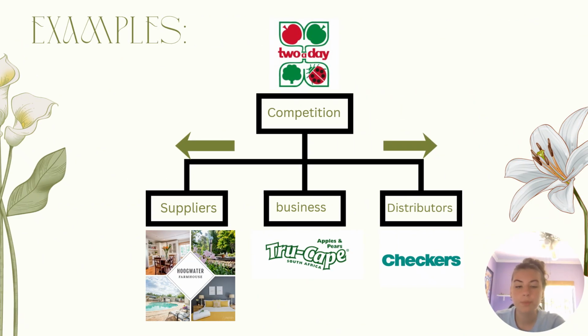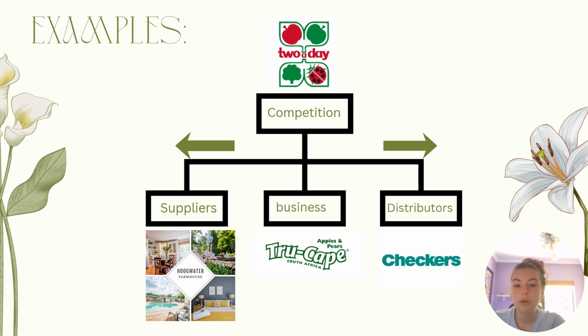This is the example. So the business I'm using in the example is called True Cape. They sell apples and pears. So if we go backwards from the business, we see the supplier, which is Workwater Farmhouse or Farms. The business gets its apples and pears from Workwater. So when we look at the arrow and we see that it's going backwards, we see that if we had to do backward integration, the business would take over the supplier and therefore decrease the dependency on said supplier.